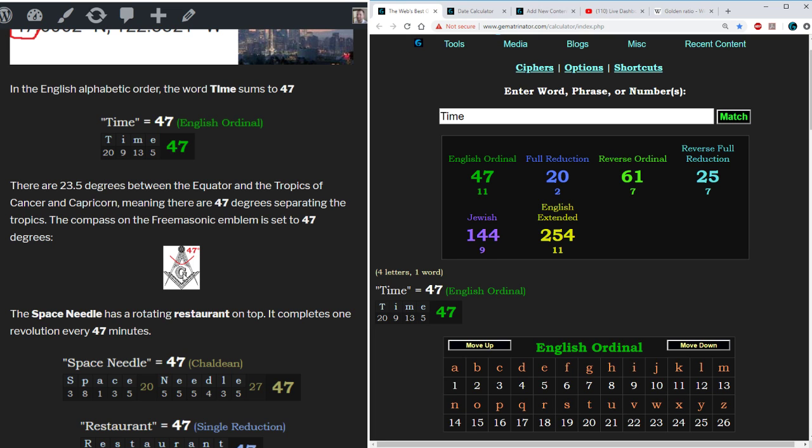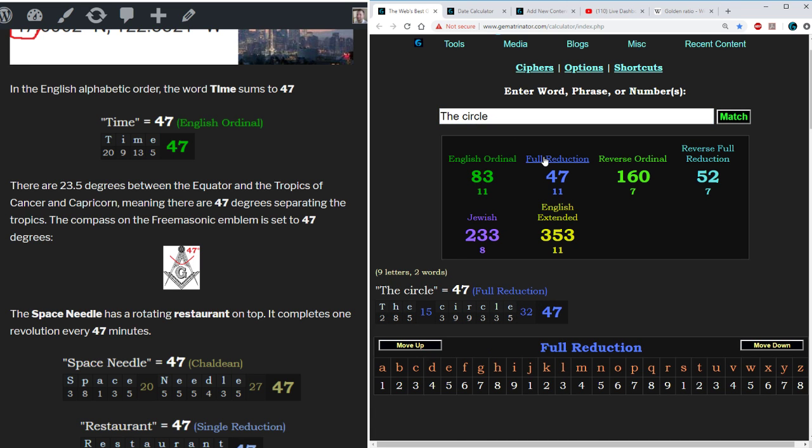The compass on the Freemasonic emblem is set to 47 degrees. The compass draws the circle. The circle equals 47 in reduction.